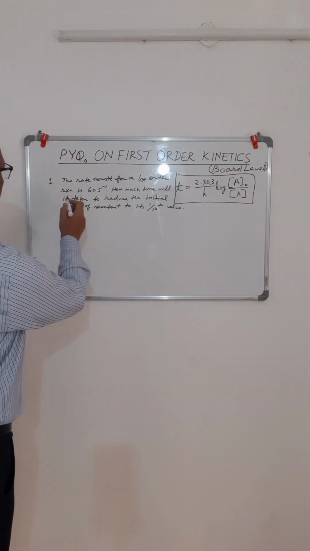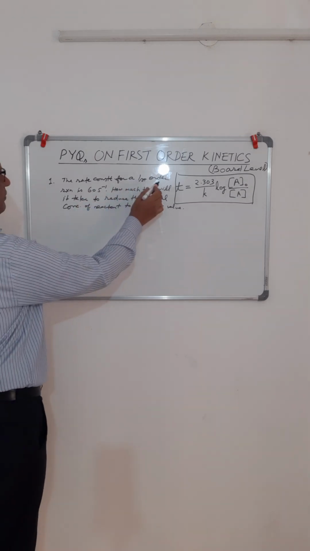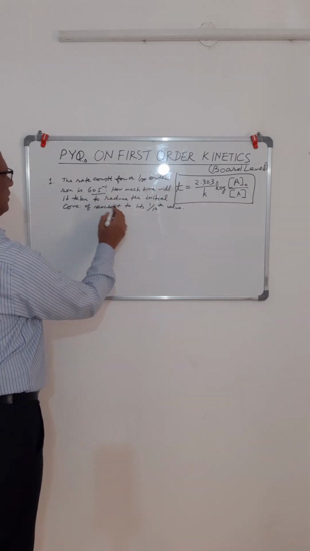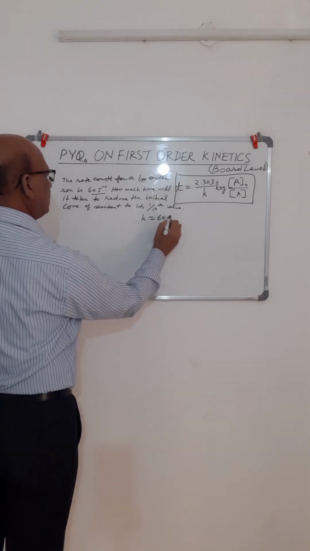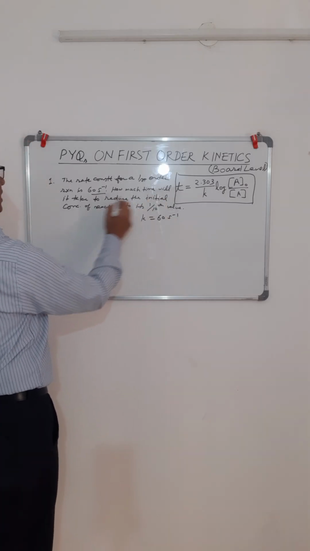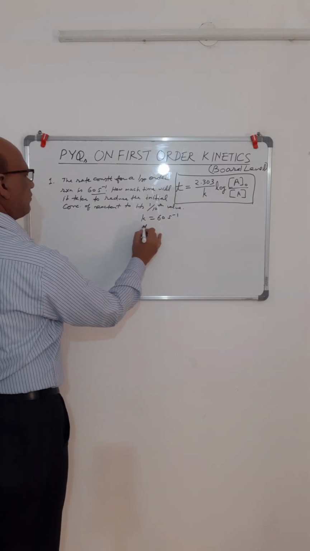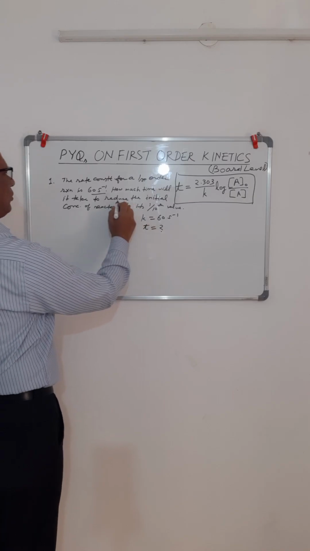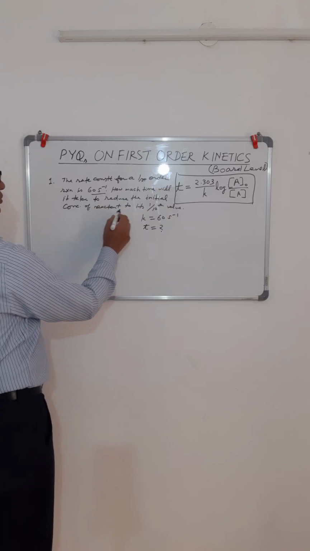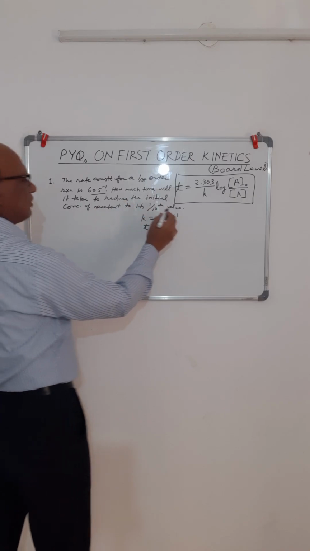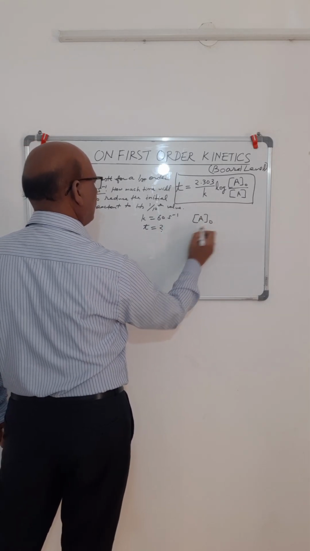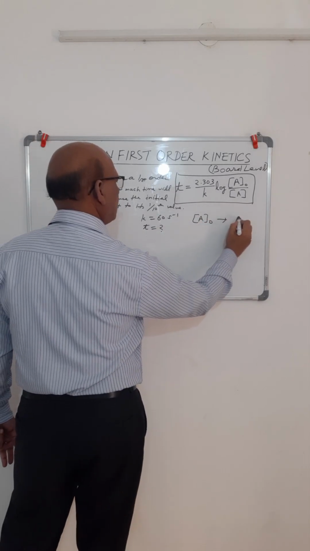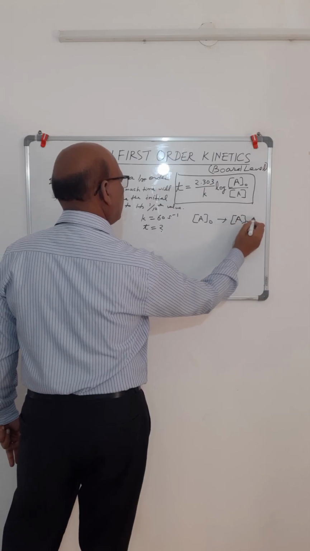Okay, so first numerical: the rate constant for a first order reaction is 60 second inverse. That means we are given the value of K equal to 60 second inverse. How much time will it take? We are required to find the time to reduce the initial concentration of reactant to its 1/10th value. Suppose the initial concentration is A naught and this will reduce to A naught by 10.